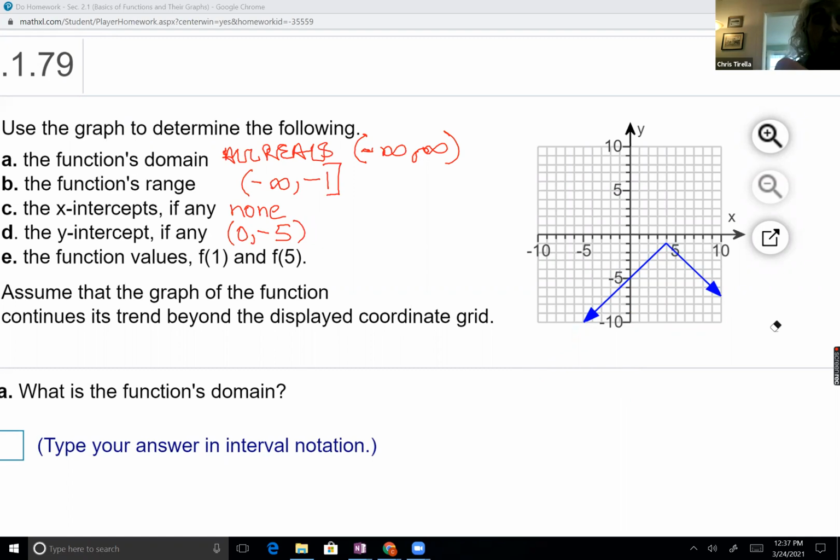Next thing asks us to find f of 1. So it's saying when x is 1, what's the y value? And so when x is 1, if I go down to my graph, you see how the y value on that point that has an x value of 1 would be -4.